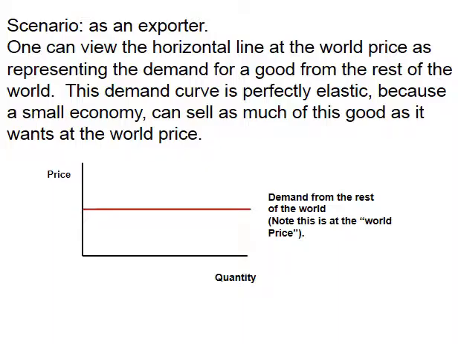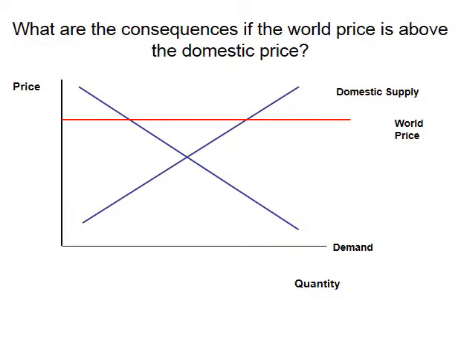As an exporter, one can view the horizontal line, so we can see this demand from the rest of the world as a horizontal line at the world price as representing the demand for a good from the rest of the world. This demand curve is perfectly elastic because as a small economy, they can sell as much of this good as it wants at the world price. What are the consequences if the world price is above the domestic price? So if the world price is above the domestic price, we know that they're going to become an exporter.